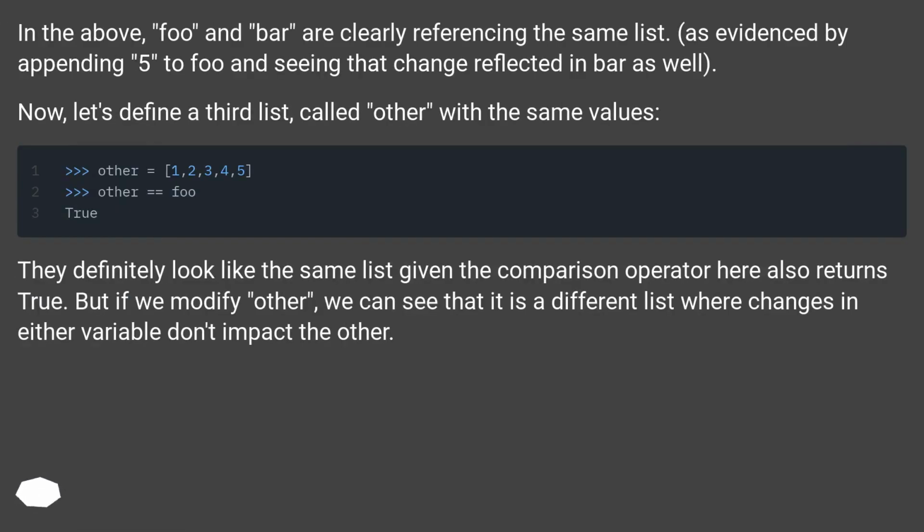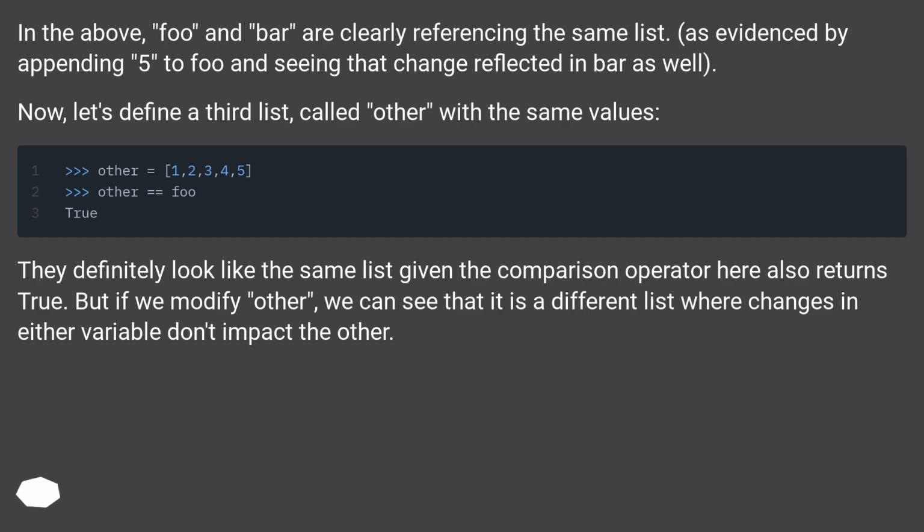in the above, foo and bar are clearly referencing the same list, as evidenced by appending 5 to foo and seeing that change reflected in bar as well. Now, let's define a third list, called other, with the same values.